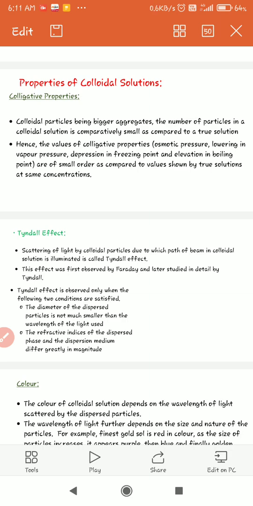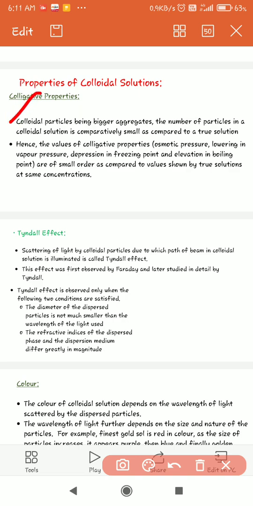So we already know about colligative properties. Colligative properties are the properties of solutions which depend on the concentration of the solute. Depending on solute concentration is what is called colligative properties. There are 4 colligative properties: osmotic pressure, lowering in vapor pressure, depression in freezing point, and elevation in boiling point. So these 4 properties are called colligative properties. Let us see that.